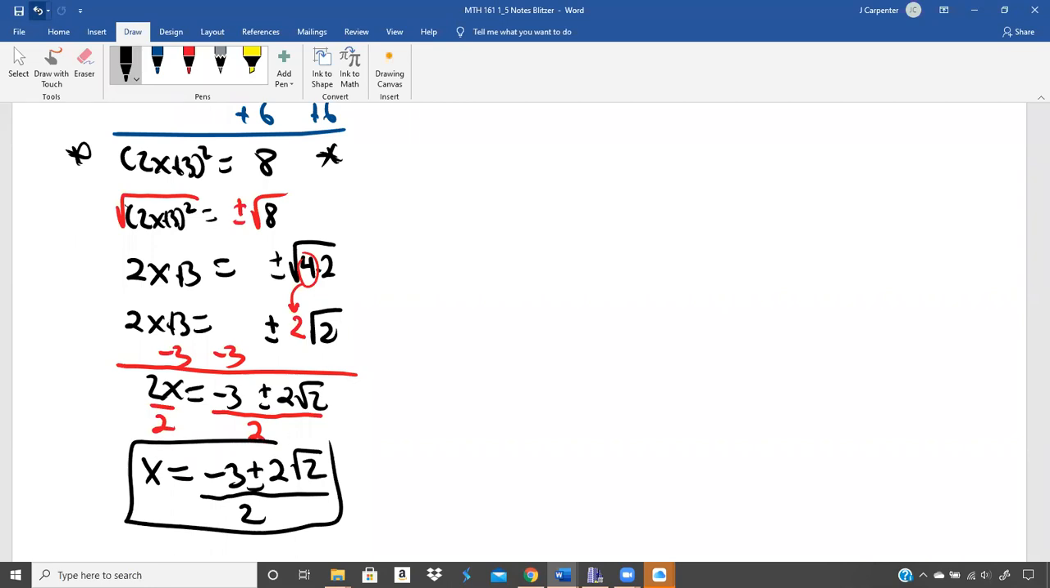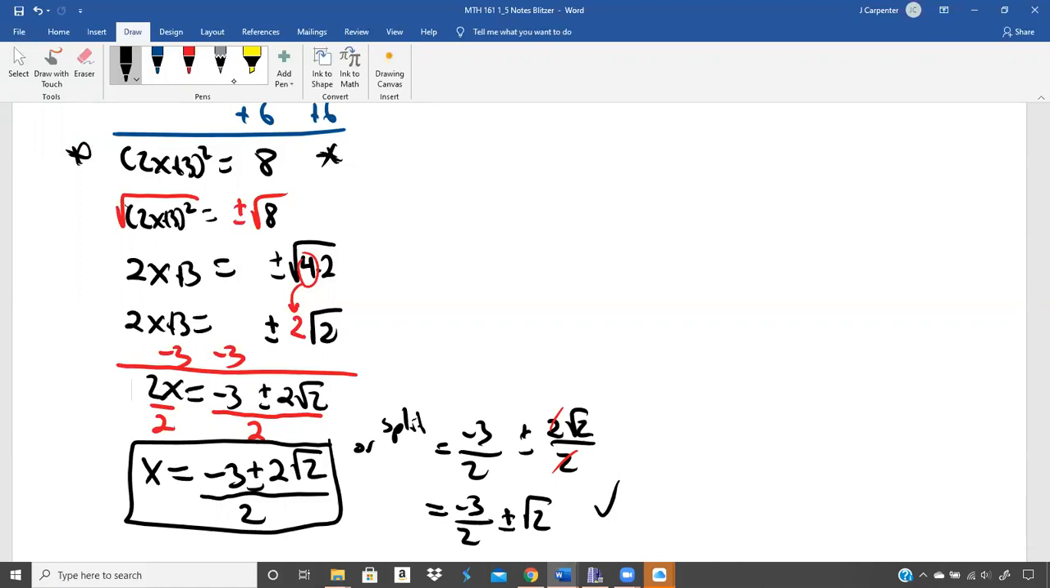This is the answer. It's not pretty, but this is a pretty common format for an answer with these. You get these ugly answers when they're not factorable. So alternate version of this answer, if you split it, you'd get negative 3 over 2 plus or minus 2 square root of 2 over 2. Then these 2's you can cancel, giving us negative 3 over 2 plus or minus radical 2. That's fine. It's not necessarily better. My math lab would take either, thankfully, so you're set.